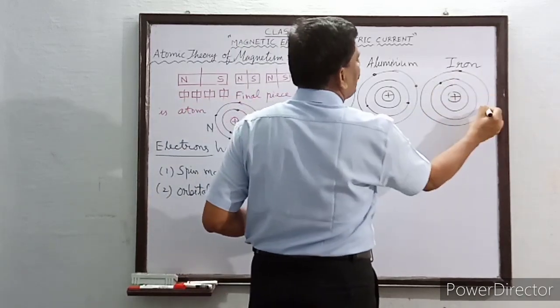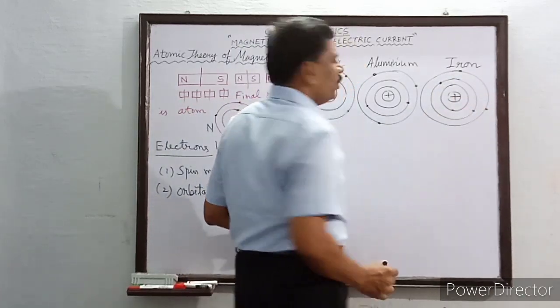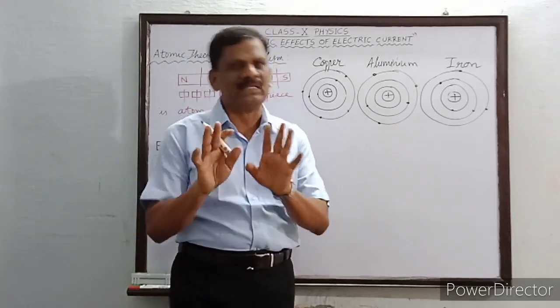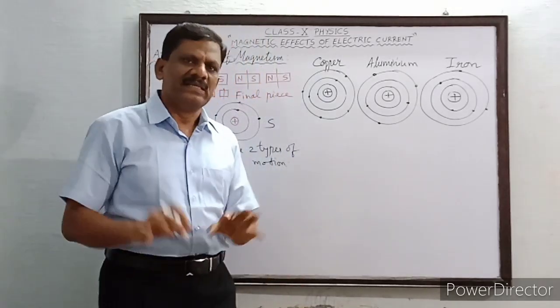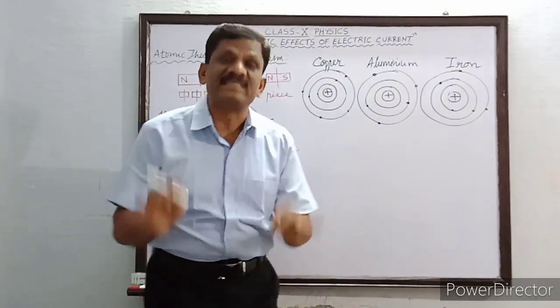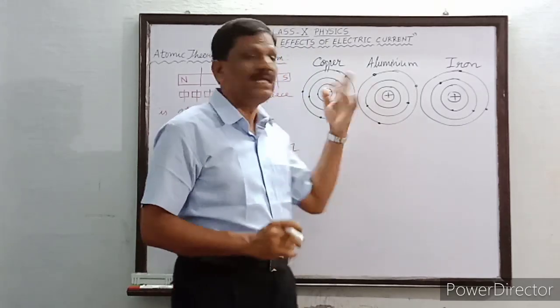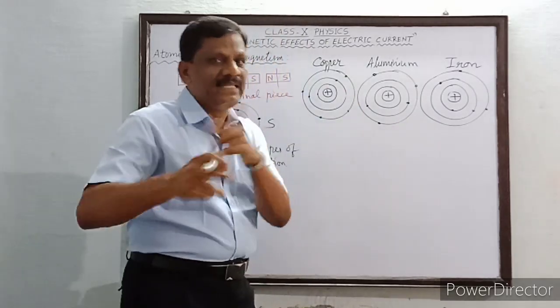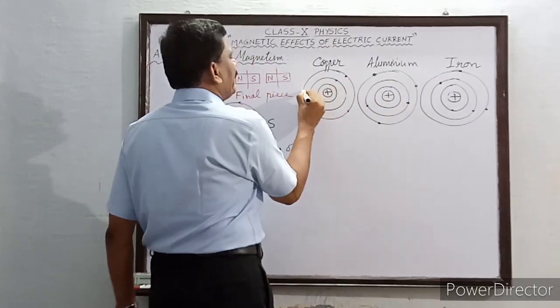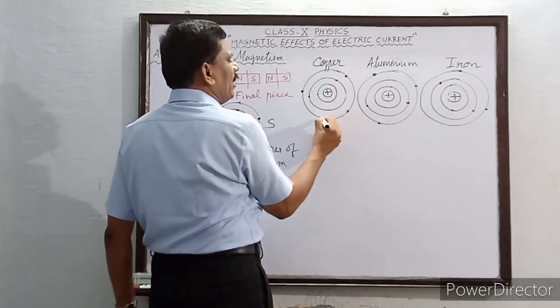Similarly, the iron atom. So, do you agree with me that the electrons revolve around the positively charged nucleus in all the three atoms? Yes. The electrons are the same mass, the same charge, and the same size in all the three atoms. But what is the difference? I am going to tell you now. Now, for example, I will take the electrons present in the copper.